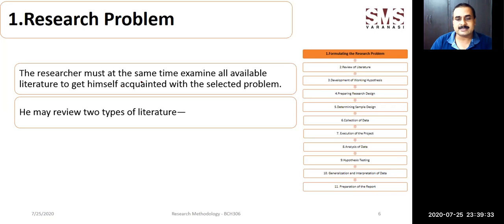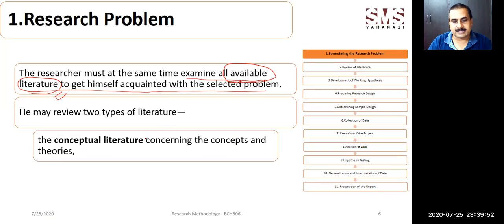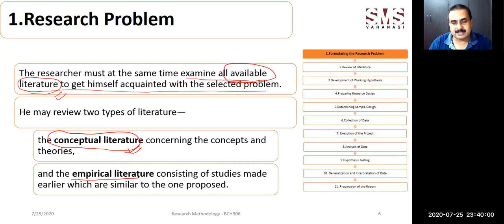The researcher must at the same time examine all the available literature to get himself acquainted with the selected problem. Whatever literature is available, the researcher is expected to follow that, and he may review two types of literature. The first one is conceptual literature, meaning textbooks and theories which are already there, and the second one is empirical literature, which is data based, meaning some research has already been done on the basis of primary data, and on the basis of that we are going to define our research problem.